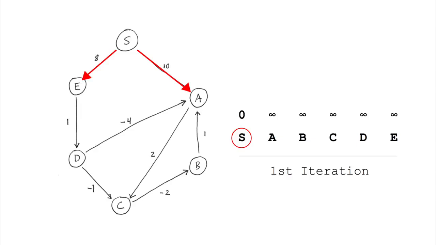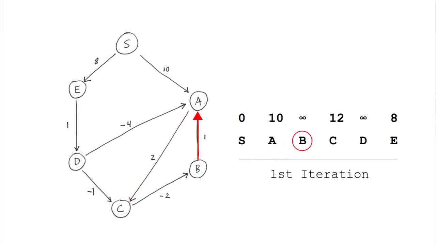Looking at S, we see we can reach A with a cost of 10 and E with a cost of 8, so we'll update the table. Next up is A. We now know that we can reach A with a cost of 10. Looking at its outgoing edges, we see we can reach C with a cost of 2, or a total cost of 12.